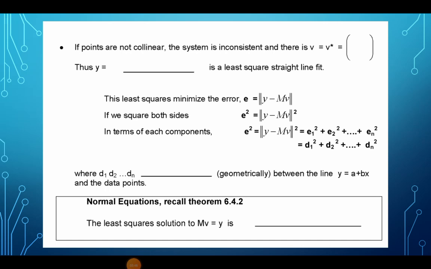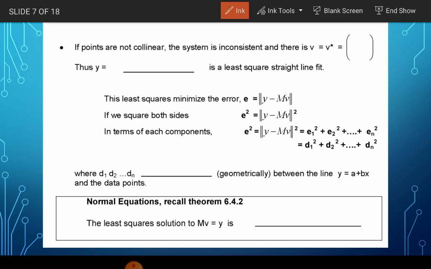We also can write the least square minimized error e equals the distance of y minus Mv. If you remember, we have discussed this in best approximation. We square the error, and we get e square equals e1 square plus e2 square plus until en square, or we write this as d1 square and so on, because d is the distance.